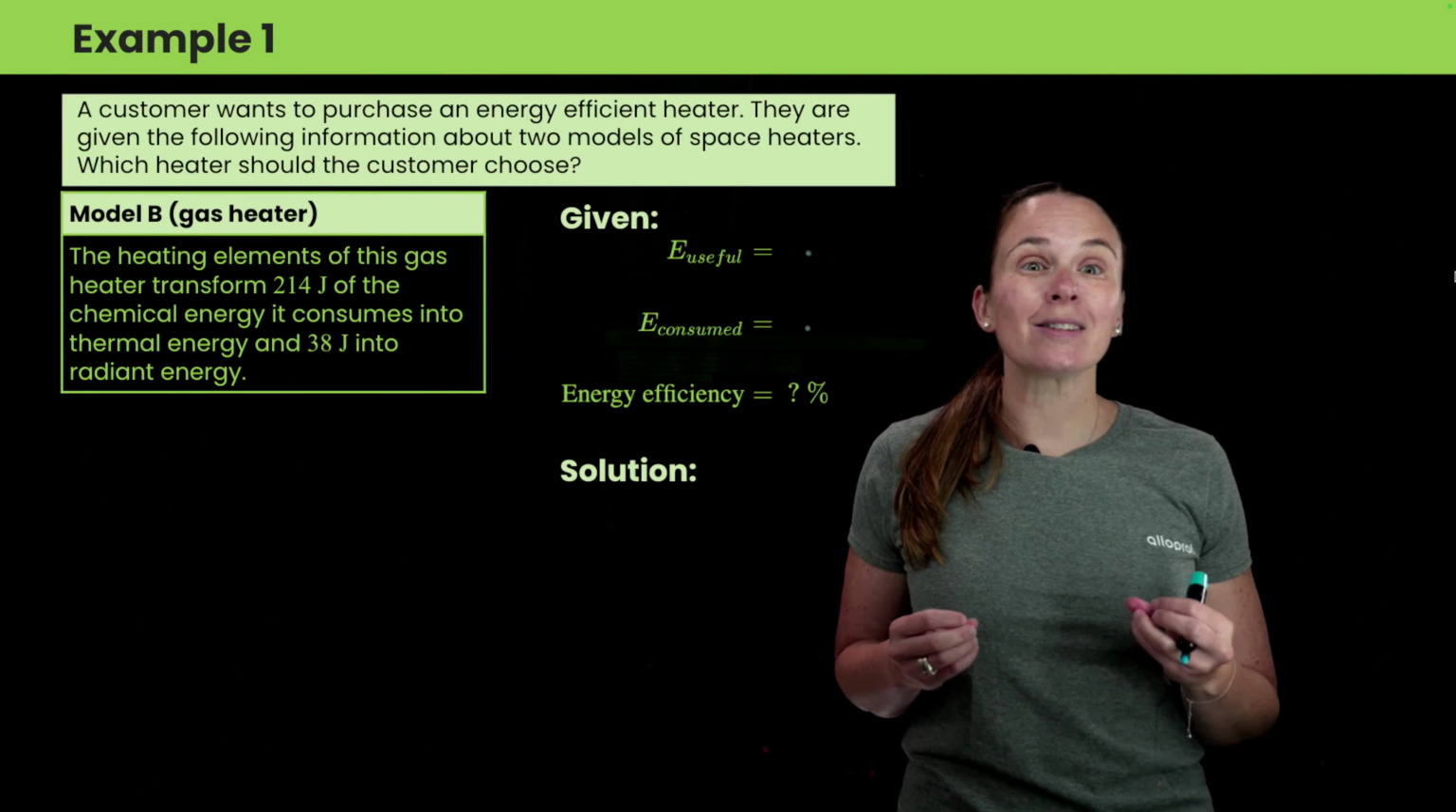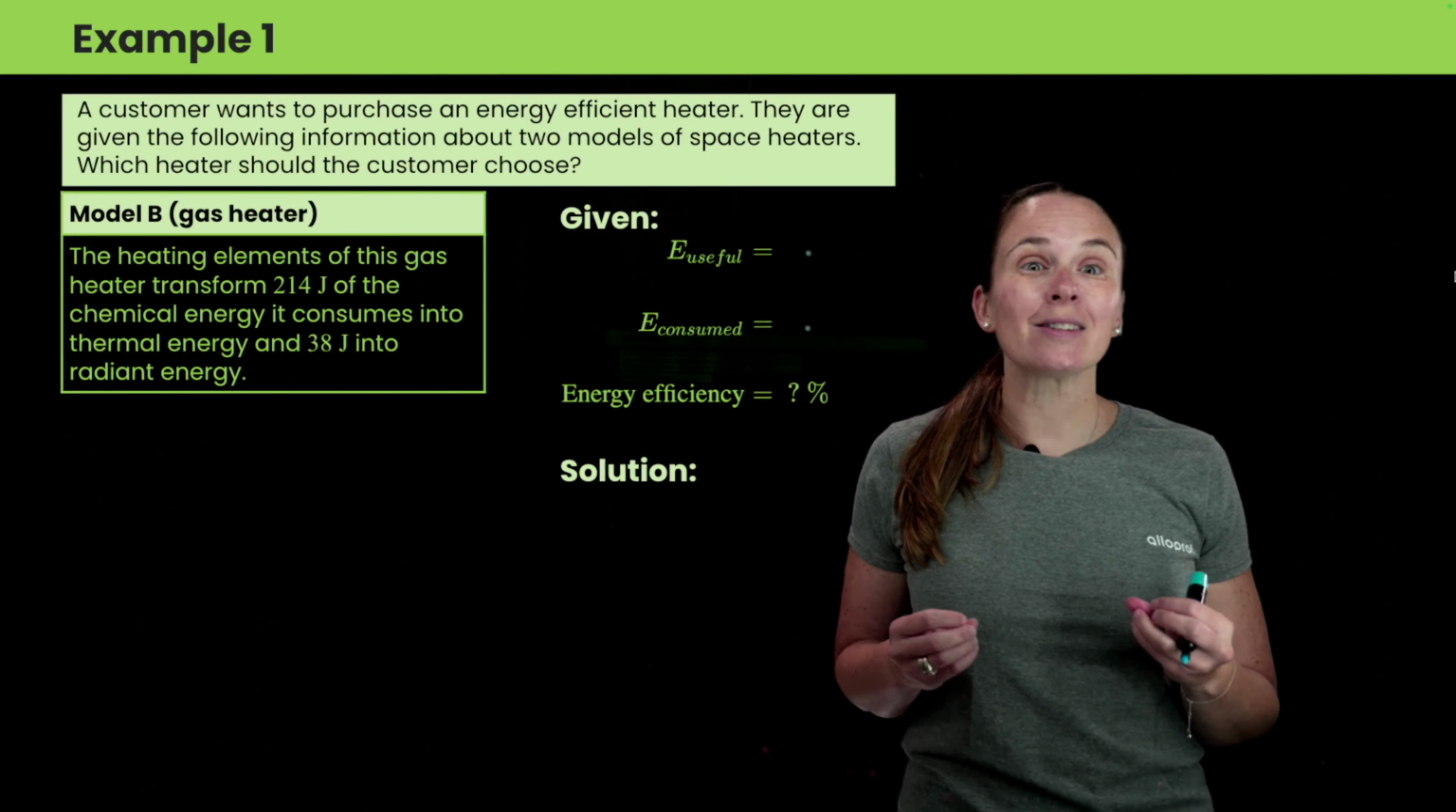All right, so the heating elements of a gas heater transform 214 joules. So that is my useful energy. And it consumes 38 joules plus the original 214. So we don't want to forget our units of measurement, joules. So that gives me 252 joules of energy in this system.